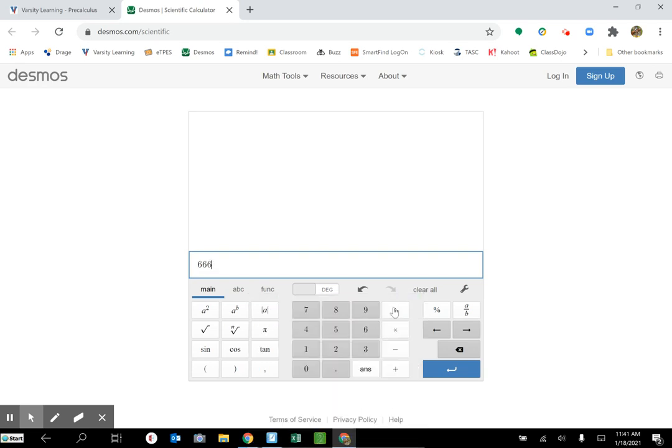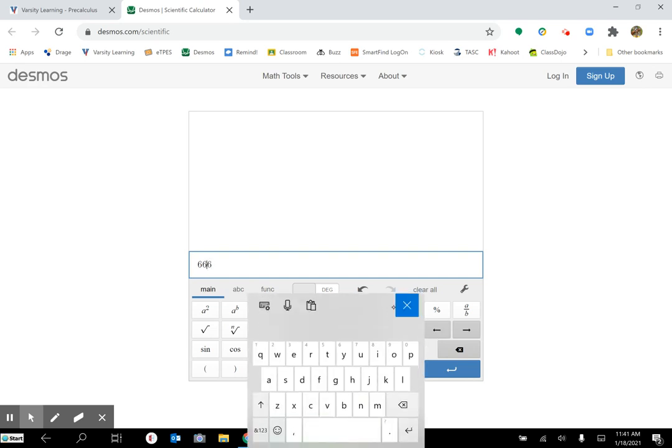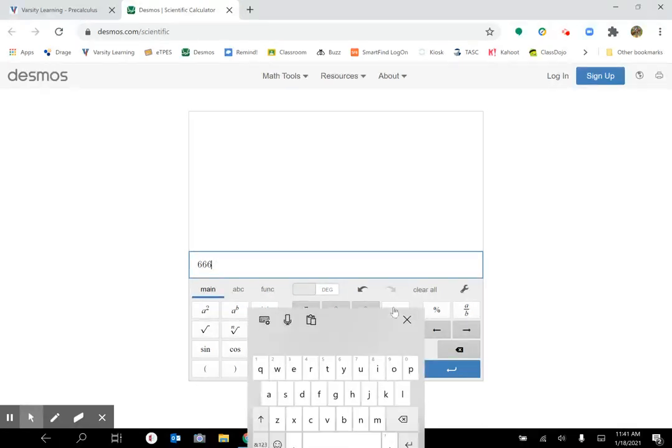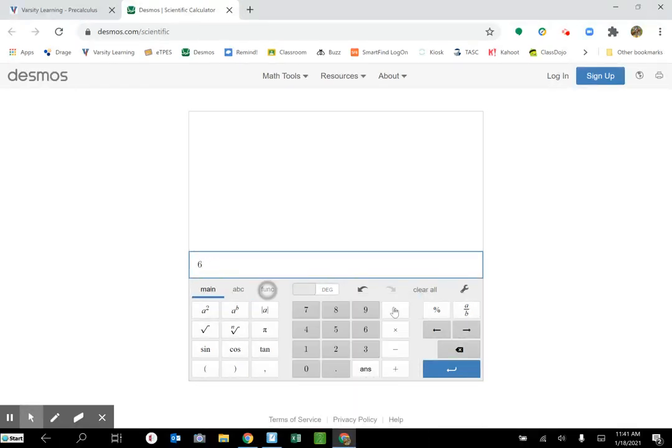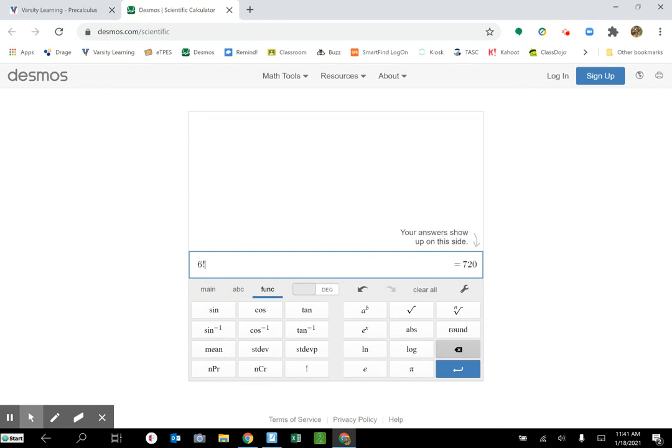And then, oh my goodness, look at what is happening. I hate using this. I have a Surface Pro that I'm using, and when I use it without the keyboard on it, it's really kind of problematic. So I go to function and I hit that, and it tells me over here that it's 720. Okay, so that's a huge number, right?